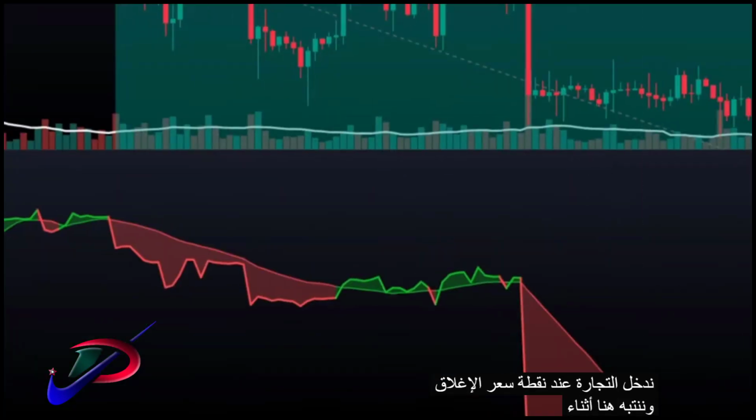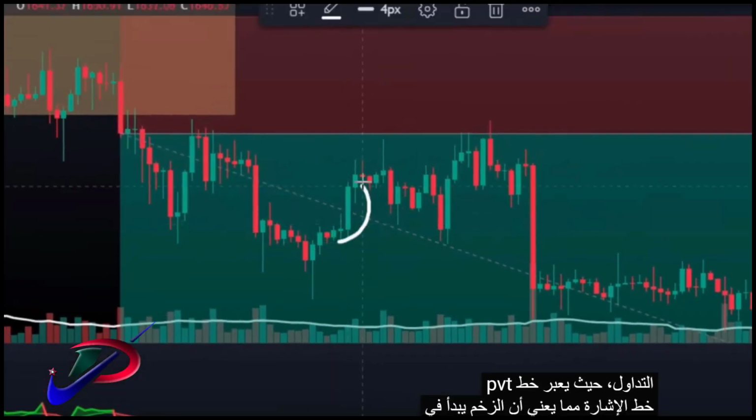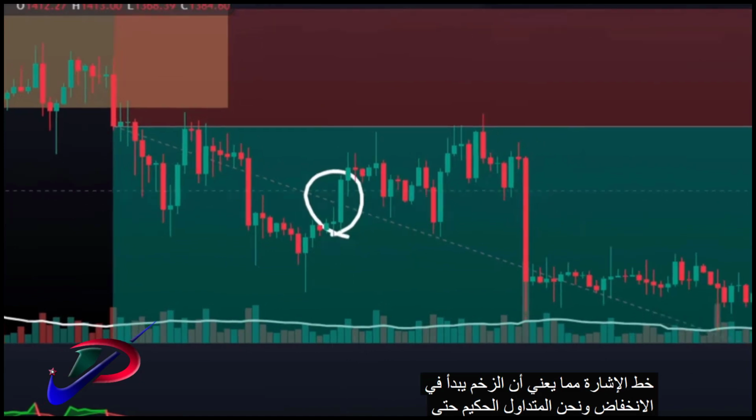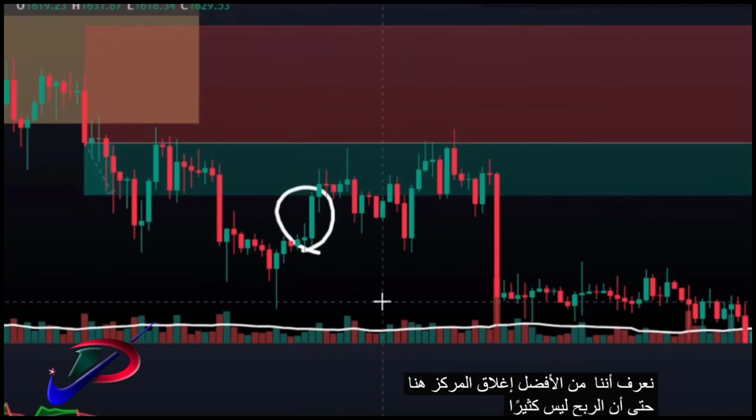And pay attention here, during the trade, the PVT line crosses back over the signal line, which means the momentum starts to decrease. And we're wise traders, so we know we had better close the position here, even though the profit is not that much.